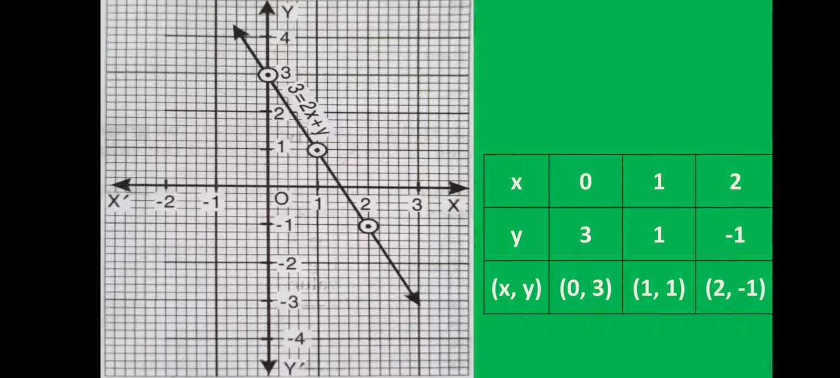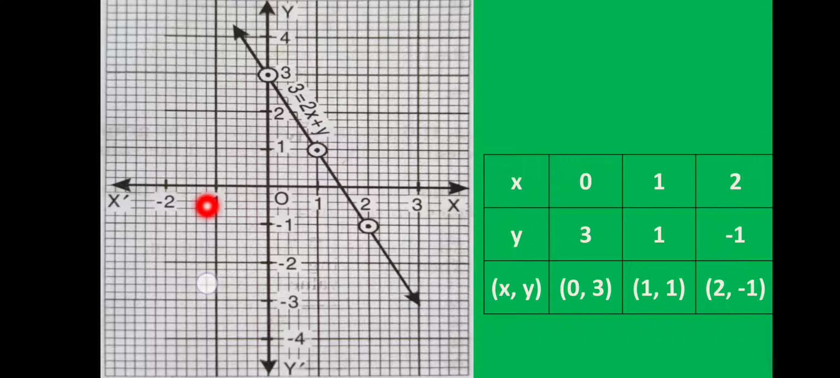Now we will draw two axes, that is the x-axis and y-axis. Here also we have some negative values, so we will find some negative values, and we have to draw the two lines along two directions.